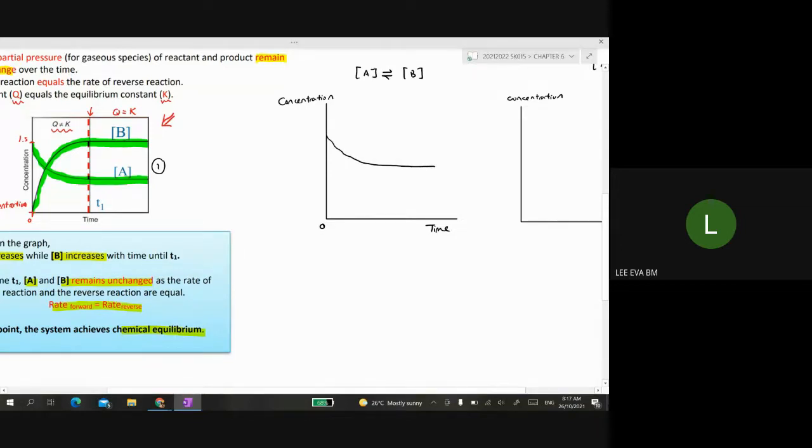Okay, and then at the same time, when the reactions occur, concentrations of A and B also change. Okay, it goes up to the same point. So that means this one is my time T. So A, B, can also be like this. Because at time T, the concentrations of both reactant and product are the same. Rate is the same. Q equals to K.